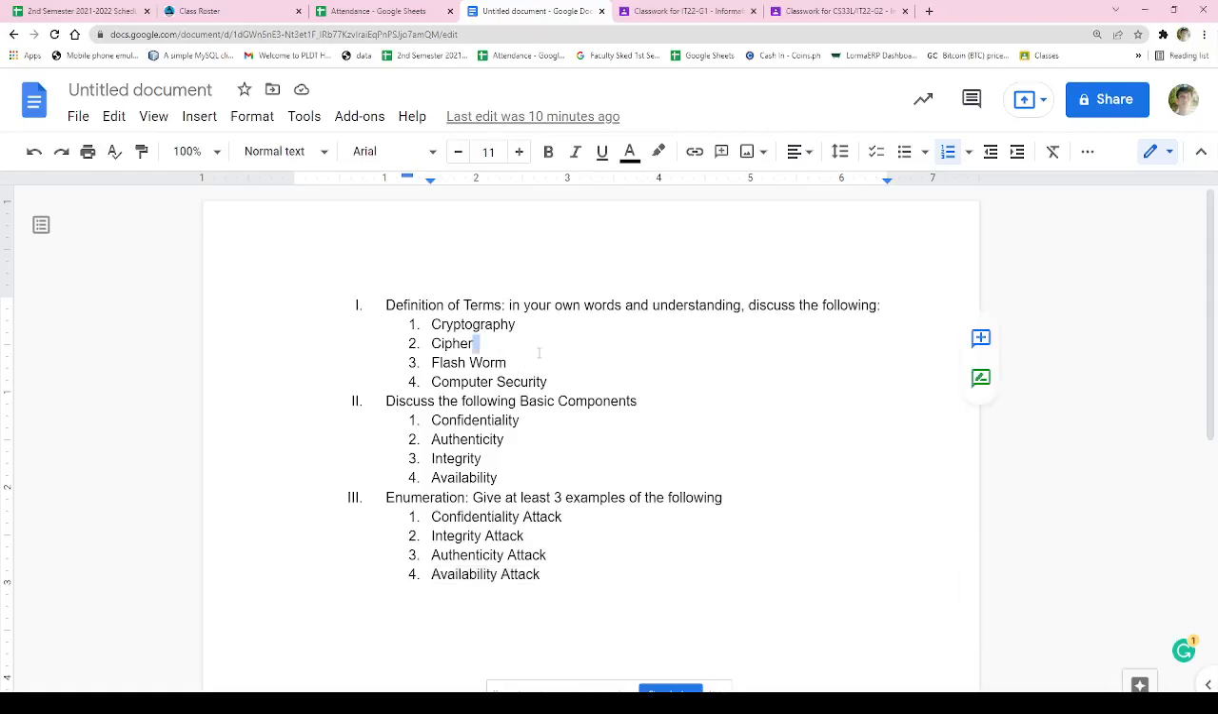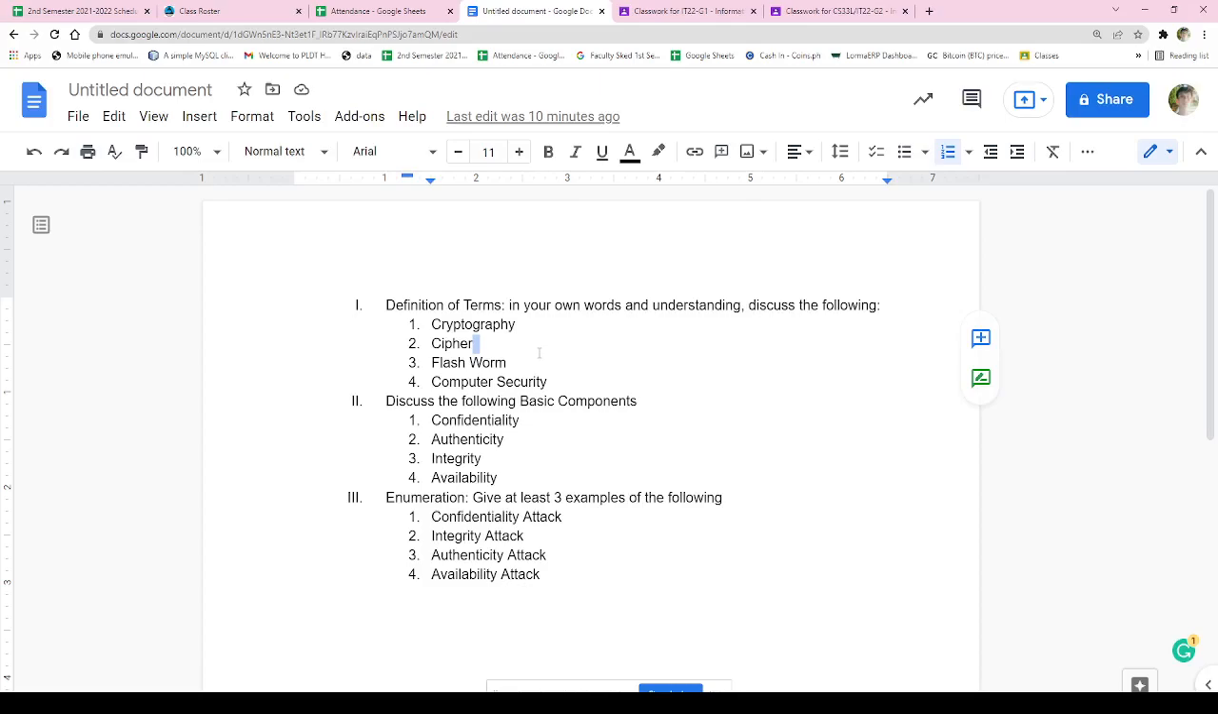So for part one, definition of terms. In your own words and understanding, discuss the following: cryptography. What is cryptography? Cipher, flash worm, computer security. And then for part two, discuss the following: the basic components, confidentiality, authenticity, integrity, availability.